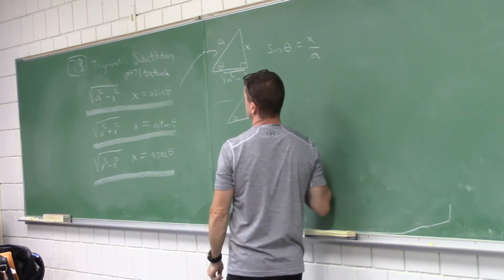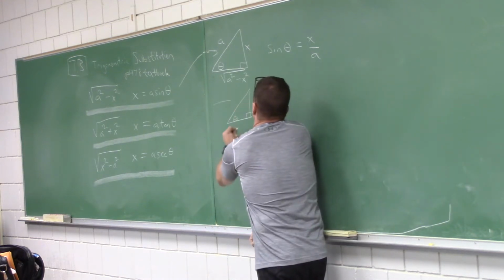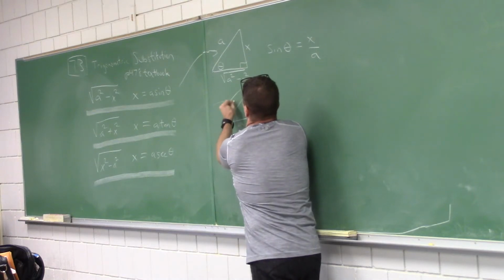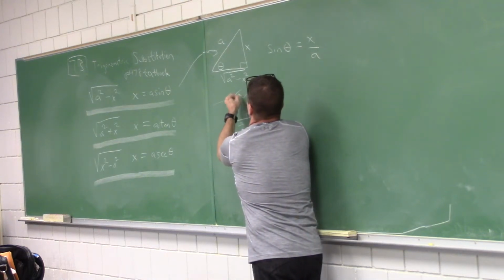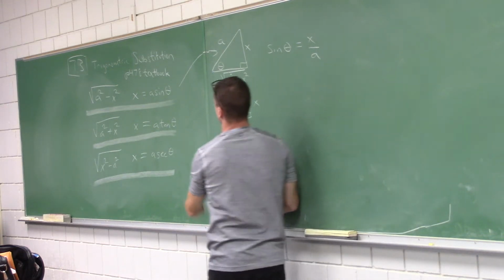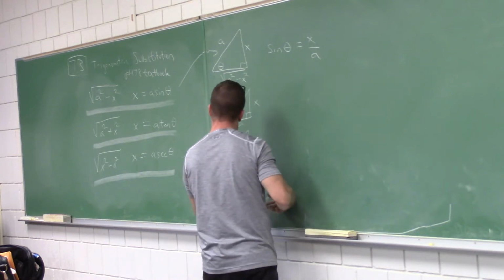Well, what would tangent theta equal? X over a, so what would this become by Pythagorean theorem? A squared plus b squared equals c squared, wouldn't you get that? And lastly, what would this triangle look like? I'll leave these triangles up here the whole time.